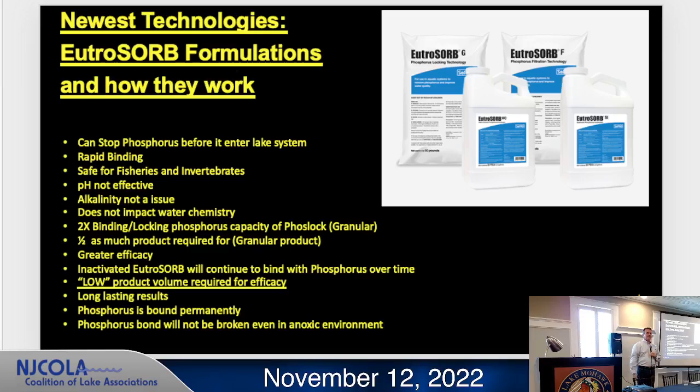Just a quick question. What happens if the socks break open and the stuff goes into the system? A non-issue. I've asked that question too, and they brought that up. You're going to be binding in the system, but it's just going to remain there in the bottom of the lake. It doesn't matter. There's no toxicity issues. And the chances of the socks breaking are pretty rare unless somebody takes a razor knife and cuts them open.